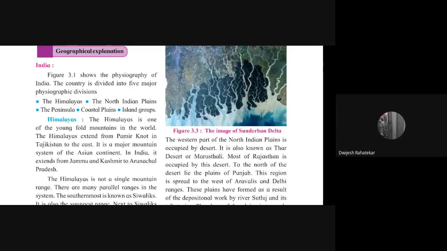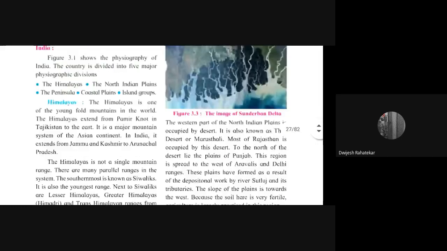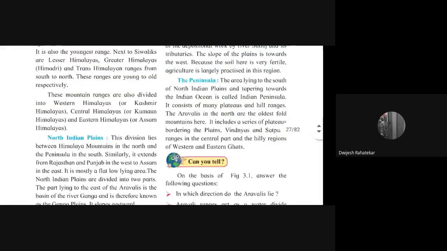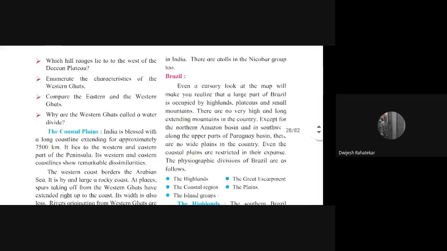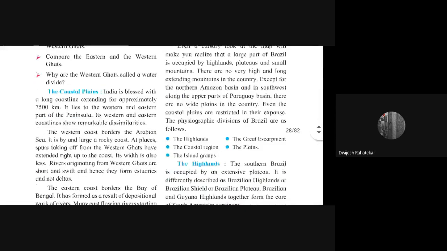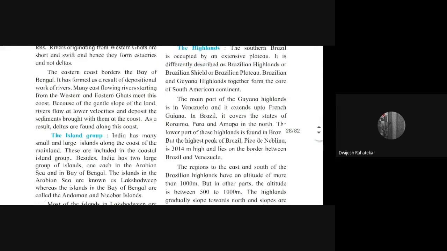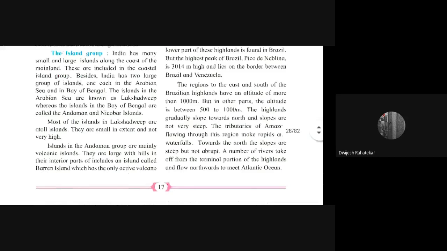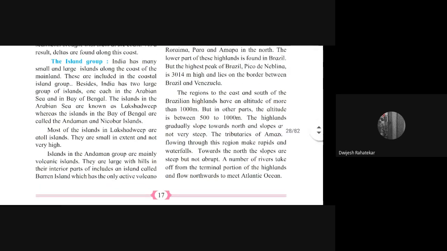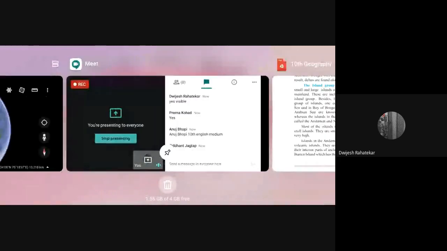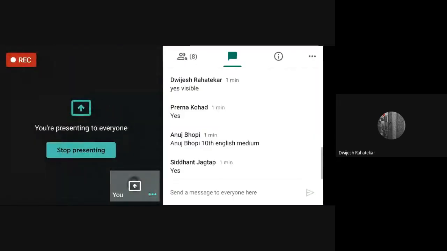So among all these, we have seen four of the parts: the Himalaya, the North Indian plains, the peninsula, and after that the coastal plain. So we have covered up to the coastal plain, and the last and fifth part of India's physiography is the island groups. I think we started it in the last lecture, right? Island groups. So is it clear to everyone that we are going to start the island groups today?